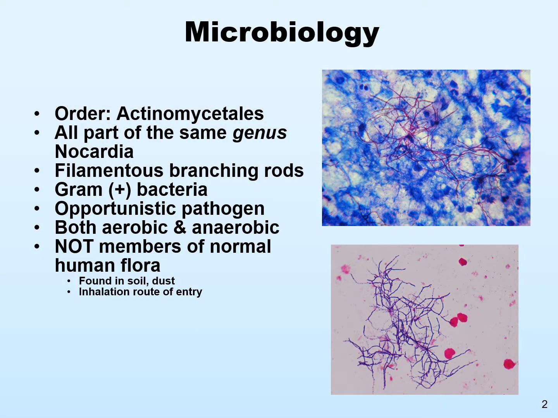Nocardia are part of the same taxonomic order, which is Actinomycetalis. However, there are actually a bunch of different species which are classified under the same genus, Nocardia. They all share the same filamentous branching pattern, as you could see in the slides on the right. They're gram-positive bacteria, and they're characterized as opportunistic pathogens, meaning that they typically don't infect healthy individuals.